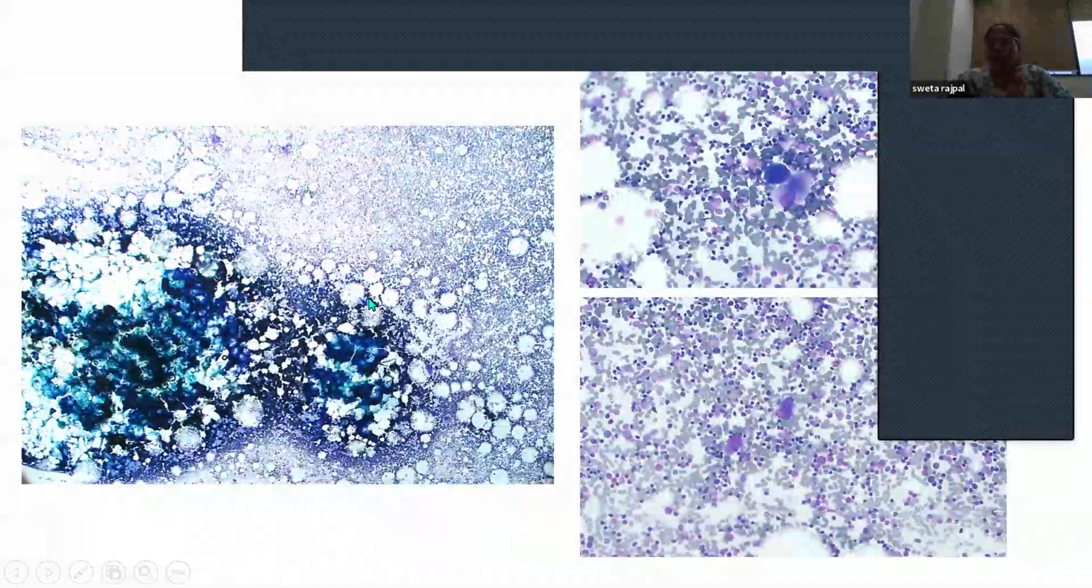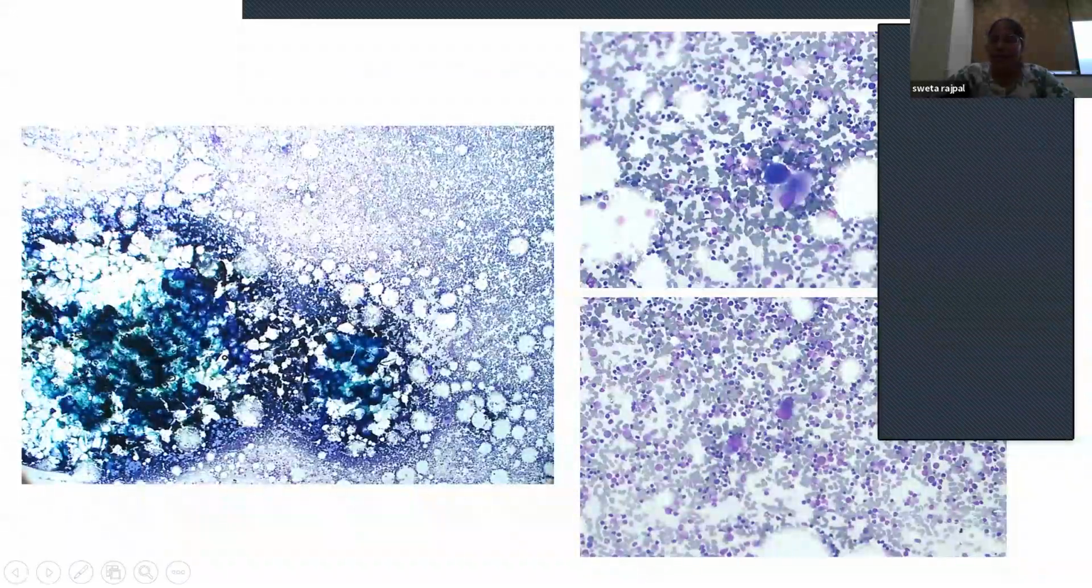How do we say when it is normocellular? The criterion for being normocellular is 100 minus age. Suppose a 60-year-old patient comes to you. The normal cellularity that you'd expect is 40%. That means 40% will be cellular spaces and 60% will be fat spaces. According to that, we call it normocellular, hypocellular or hypercellular.